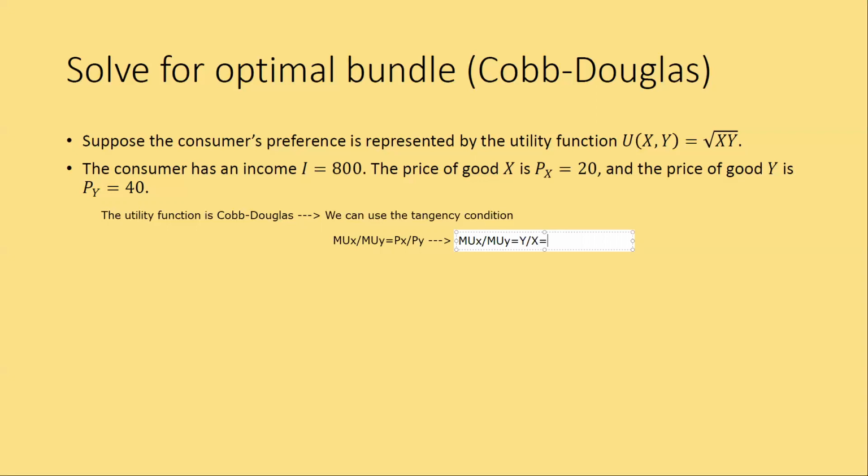And px divided by py is 20 divided by 40. From this equation, we can find an optimal ratio of y and x. So the optimal ratio is going to be y equals x divided by 2, if we multiply x to both sides and do some simplification. So this is the first condition, the optimal ratio that we are going to use.